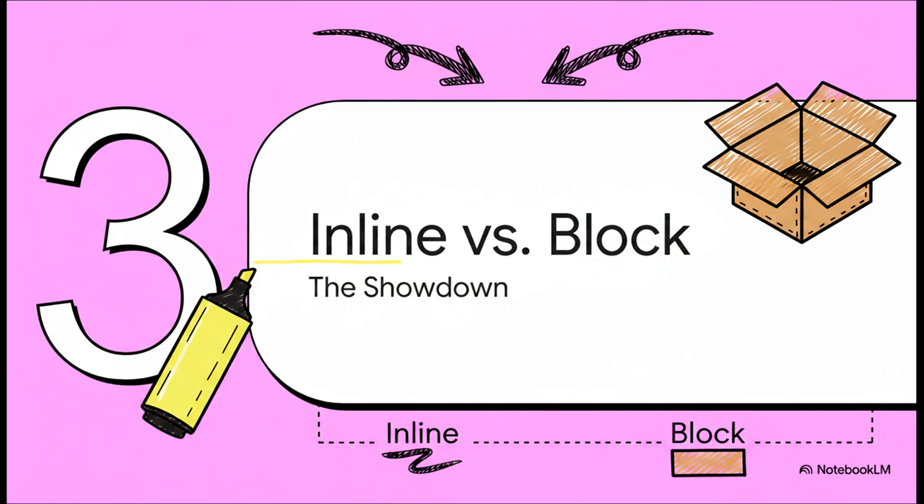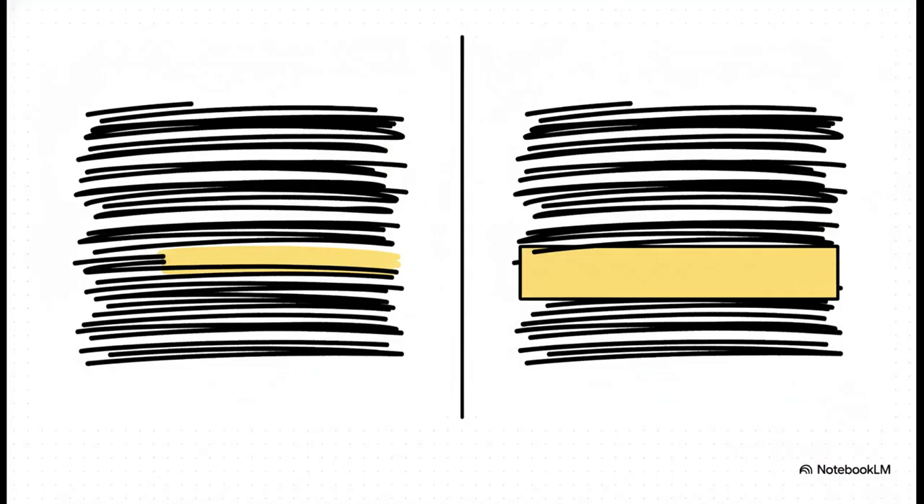Okay, so we've got the highlighter and we've got the box. Let's put them head to head to really make this difference stick. It's time for the showdown, inline versus block. And this slide right here breaks it down perfectly. On the left, you've got your span. It's inline, it's precise, it only takes the width it needs. And on the right, you've got the div. It's a block, it's kind of greedy, it takes the full width and creates a whole new line for itself.